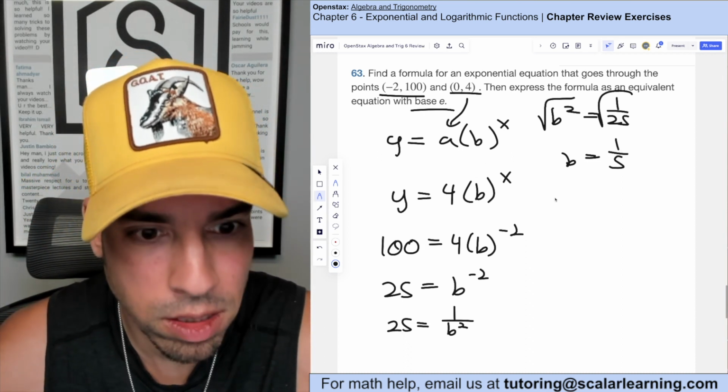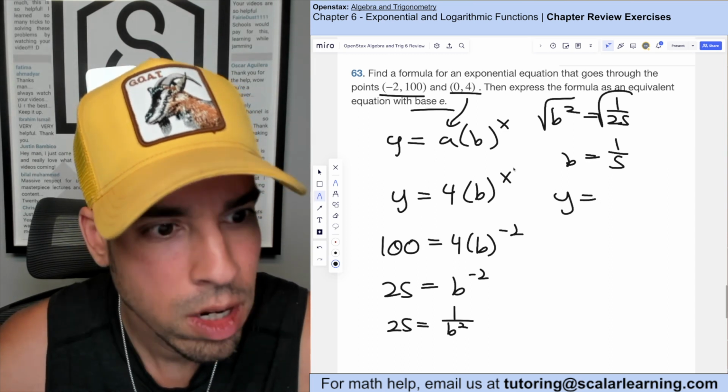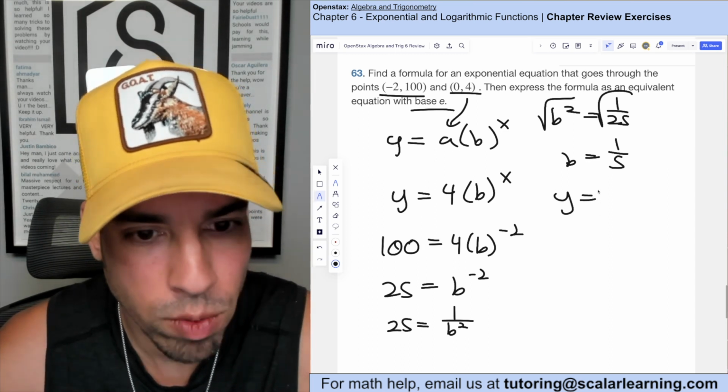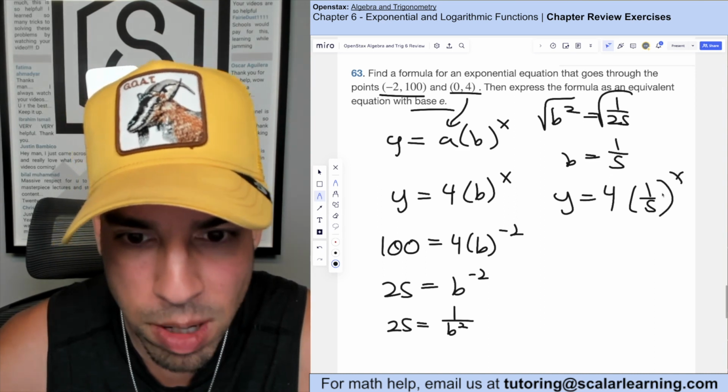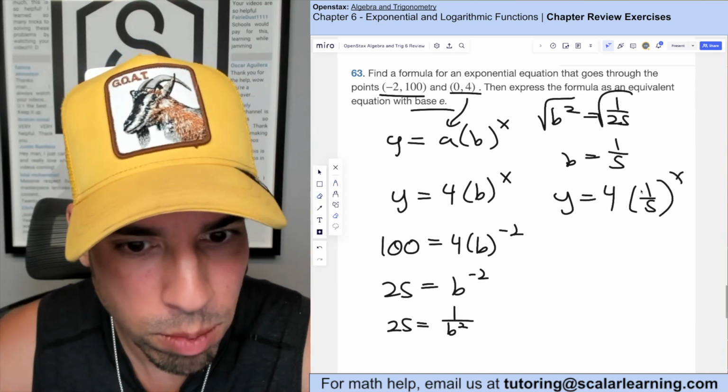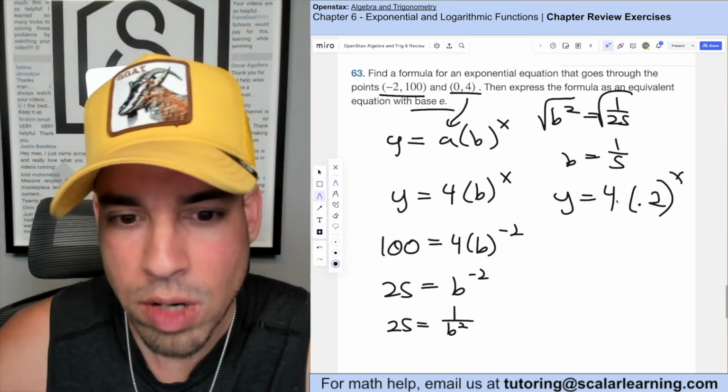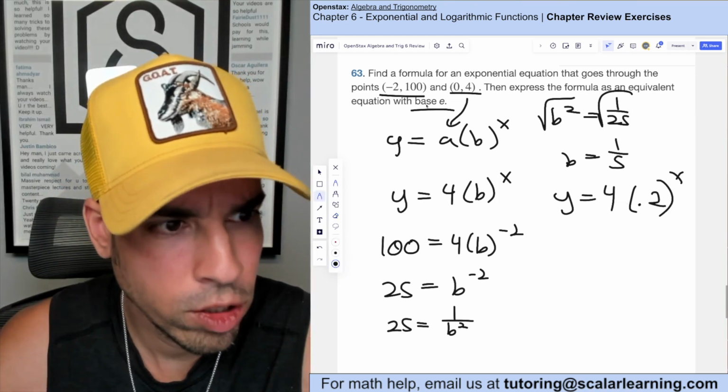So we're just going with the positive. So now I have y equals, and we said a was 4, right? So y equals 4 times 1/5 or 0.2 to the x power. And since I have it as 0.2 in the back of the book, let's rewrite this as 0.2. So now I need to represent this as an equivalent equation with base e.